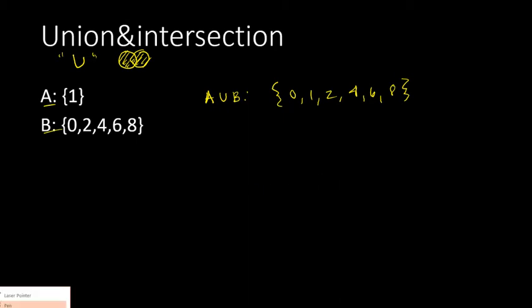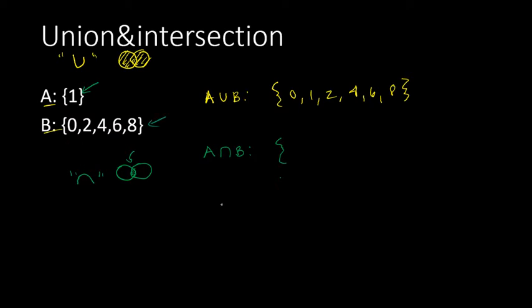What if I want to know the intersection? Once again, intersection is written, it looks like an upside down U. If I draw a Venn diagram, it's only the spots where my sets overlap, or in other words, the element appears in both sets. So the intersection of A and B, well, A only has one element. It has the element 1, and 1 does not appear at all in set B. So there is nothing in this set, right?